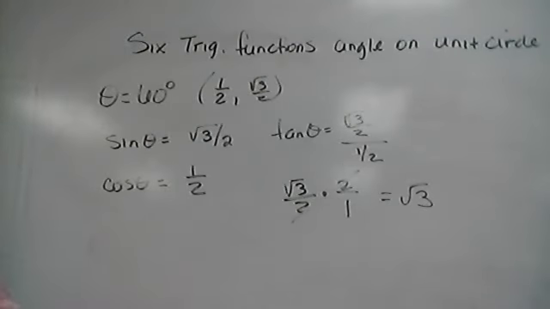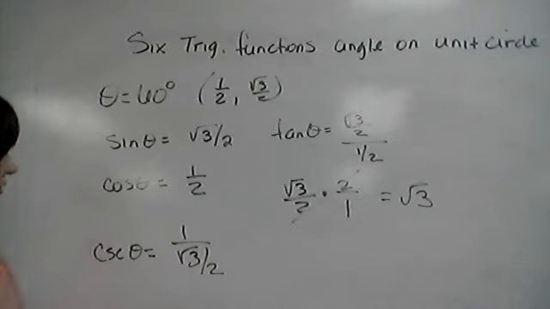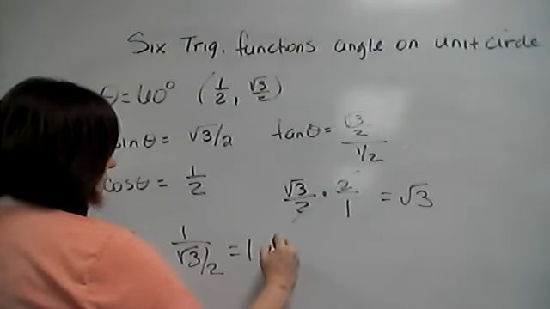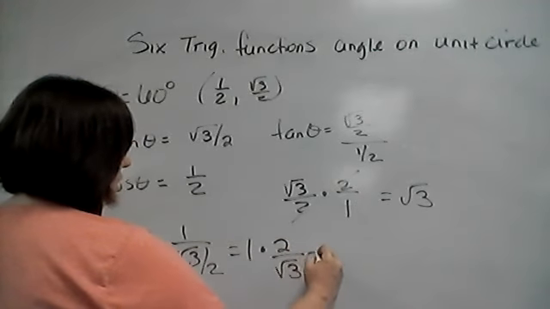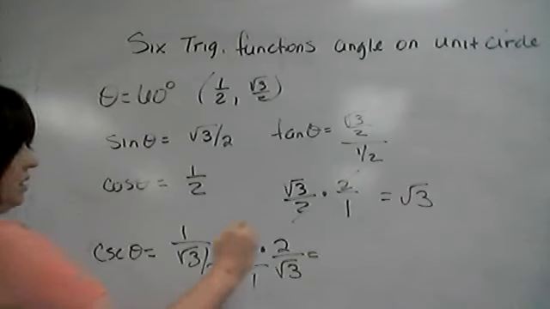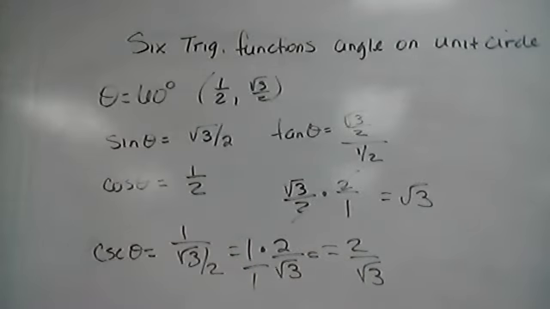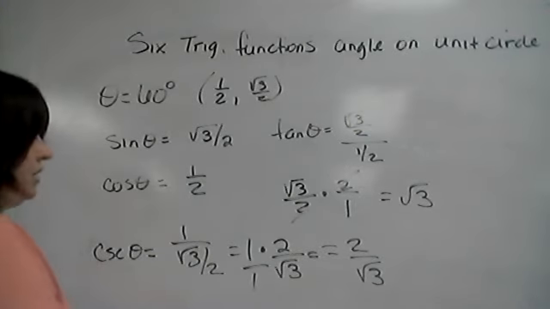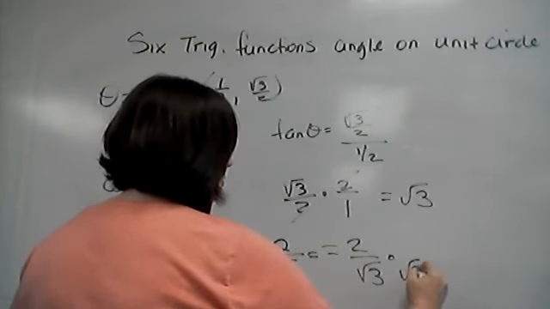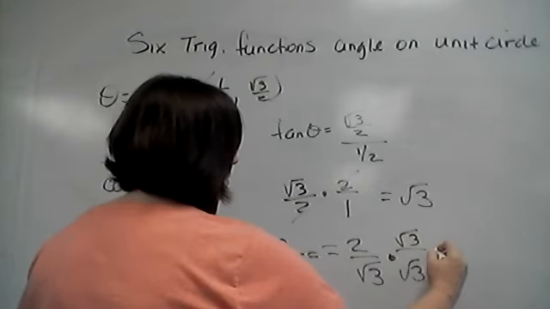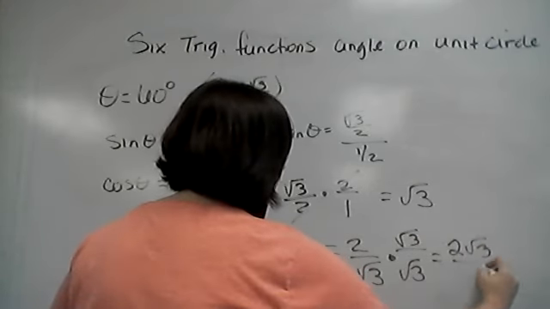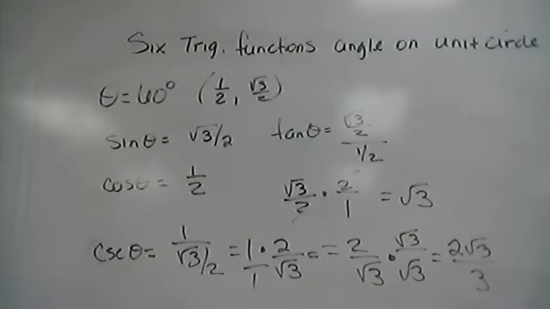All right, the cosecant of theta is going to be 1 over root 3 over 2. Again, we're going to multiply by the reciprocal of the denominator. So 2 over root 3. We're going to multiply straight across. So 2 over root 3. And remember, again, we cannot leave a radical in the denominator of a fraction. So we're going to multiply by root 3 over root 3. So we're going to get 2 root 3 over 3.